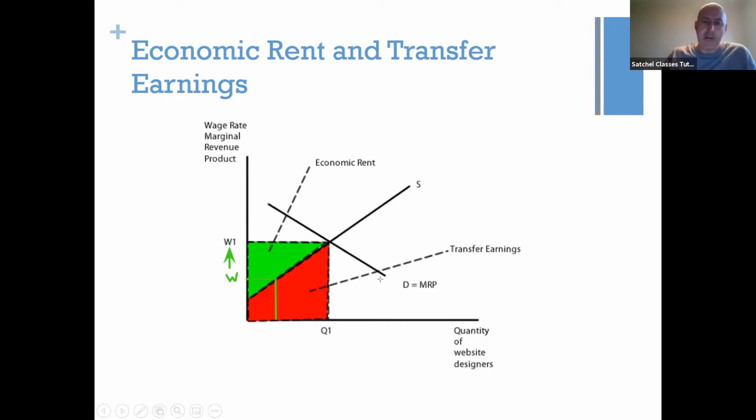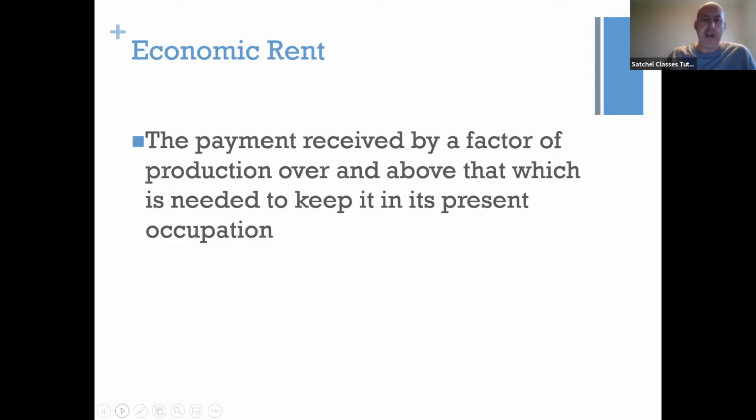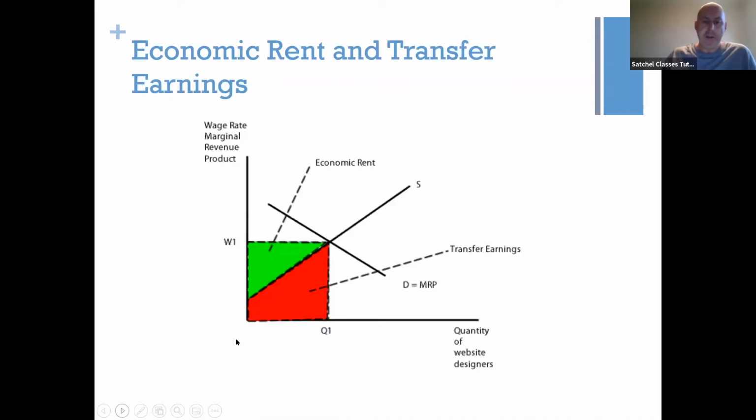So you can see that's economic rent and that's transfer earnings. So if I just go back and remind you of what those two meant. I'll just clear my drawings. The minimum payment needed to keep a factor of production in its present use is the transfer earnings, and economic rent is money received over and above that which is needed to keep it in its present occupation. So this is the transfer earnings, and that's the economic rent.